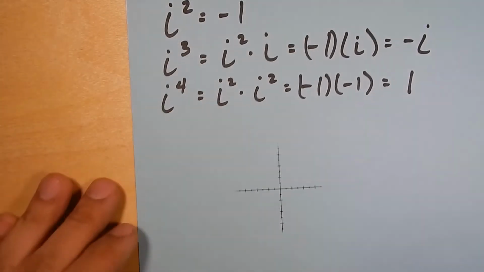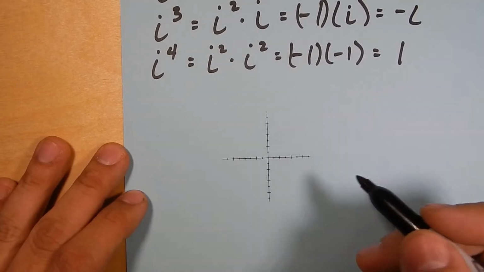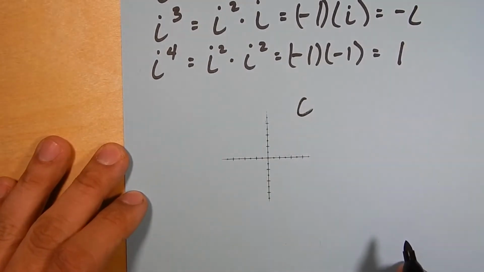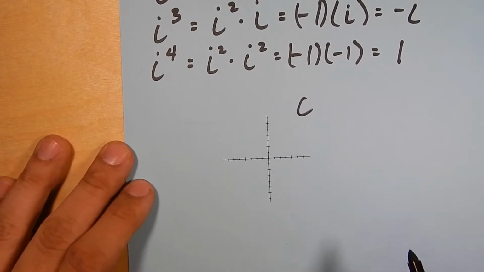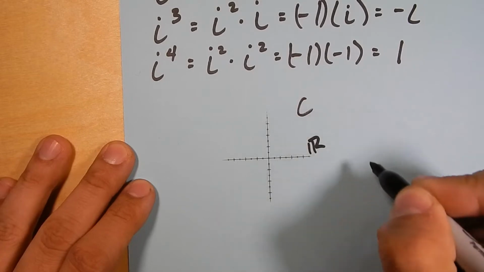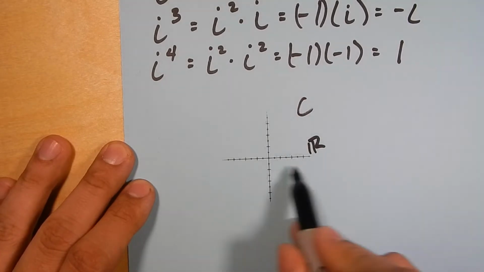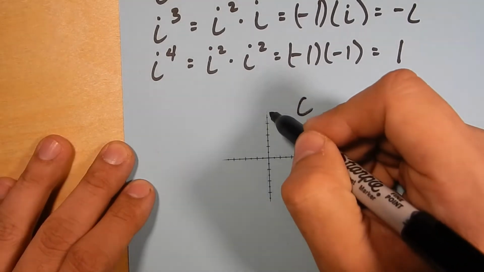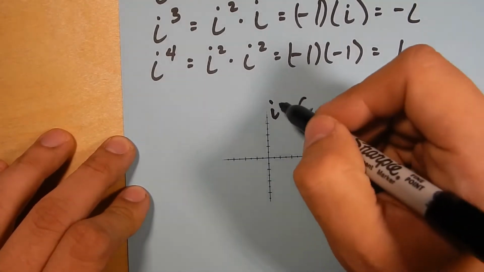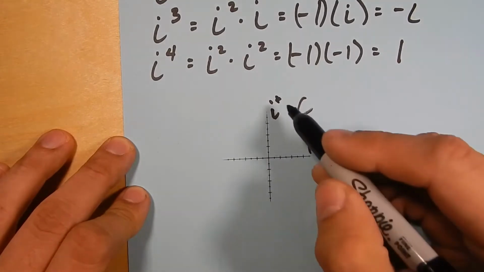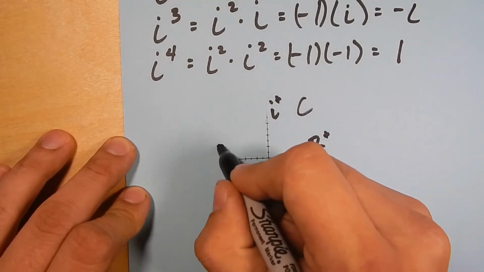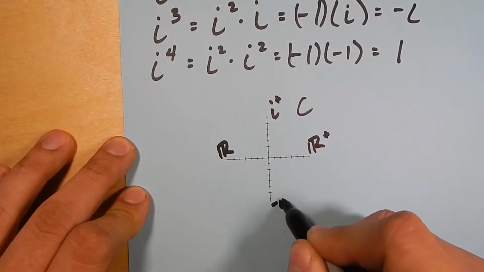What we're going to look at is just a little graph here. Let's call this the complex plane. So this is the complex plane. It looks a lot like the coordinate plane, but we have the real numbers on the x-axis that we're used to, and we have the i's on the y-axis. So these are the positive imaginary numbers. These are the positive real numbers. These would be the negative real numbers, and this is the negative i's.